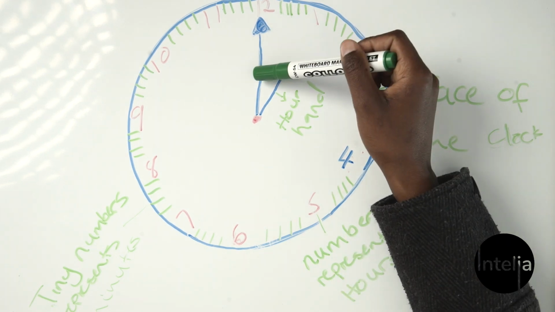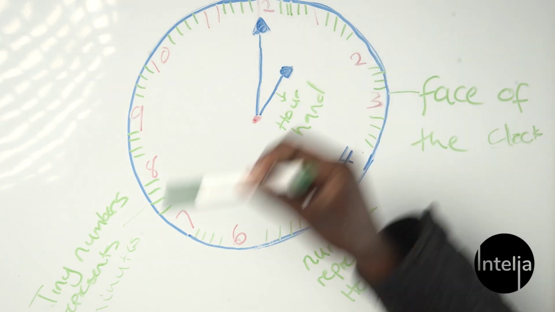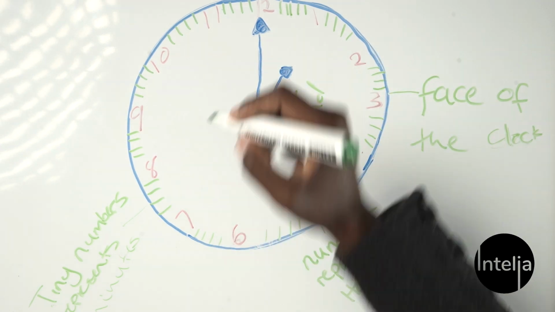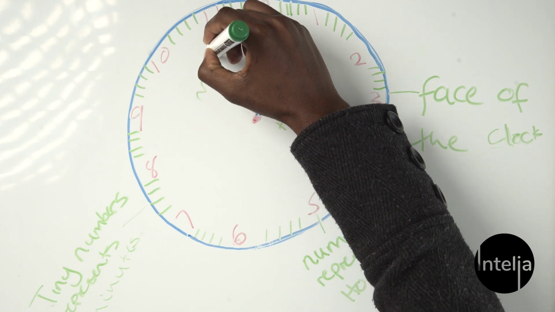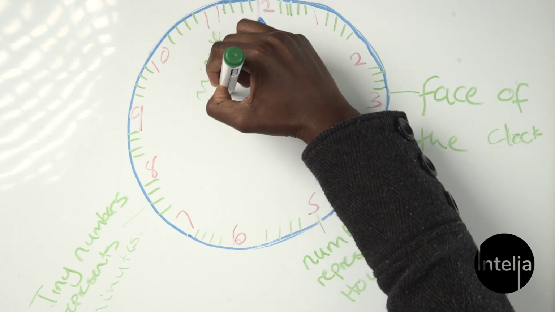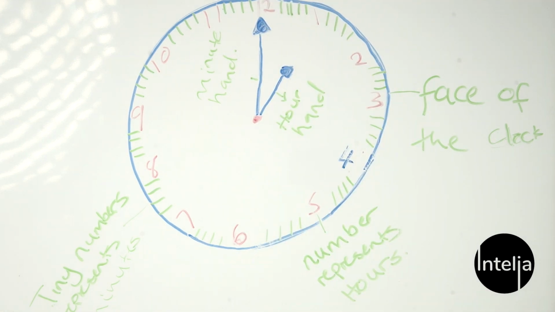And then you see this longer one pointing at 12. This is what we call the minute hand. So I'm going to label it here. Minute hand. You see, like this? It's perfect like this.